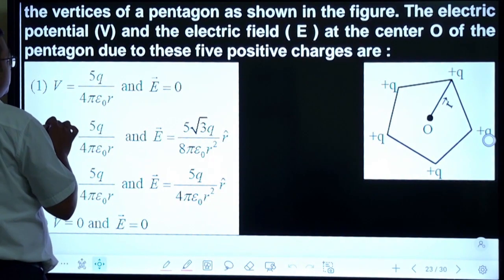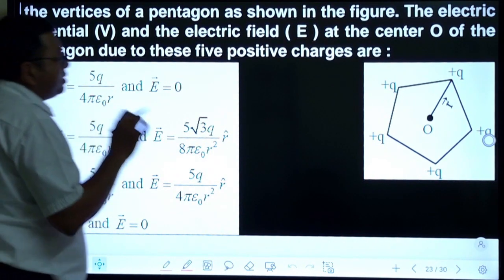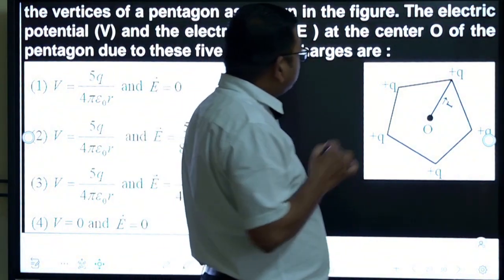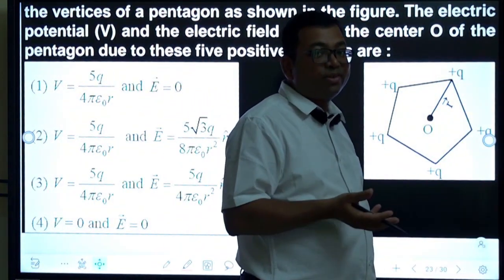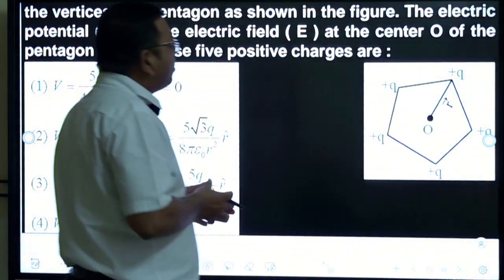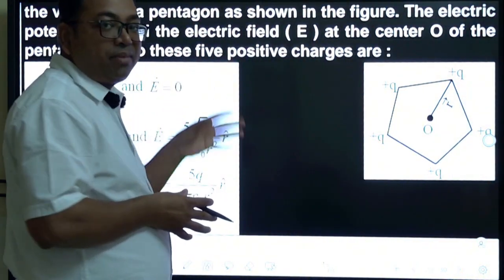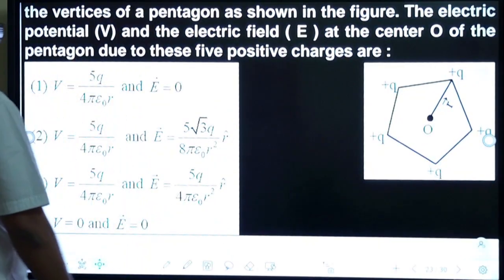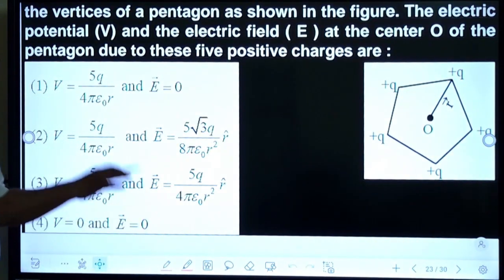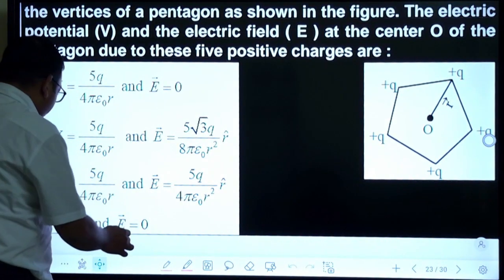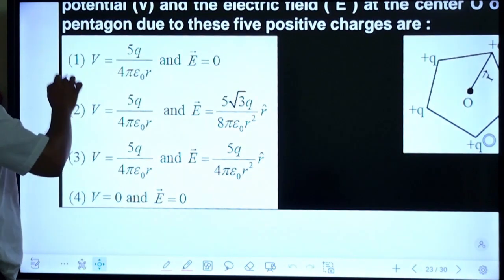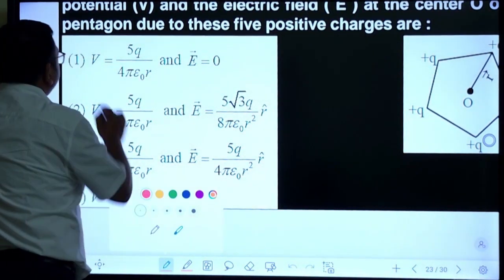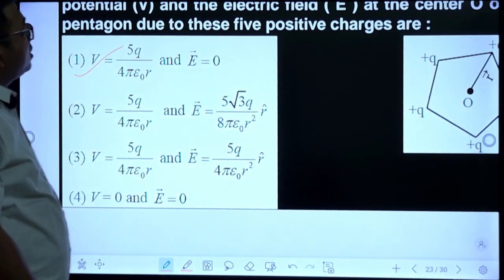And see, there is symmetry. Because of the symmetry, the electric field must be 0, since in a symmetric polygon with the same charges, the electric field must cancel out. So electric field will be 0, and we can go with option number 1. Nothing more to be done in this. Okay, let us move next.